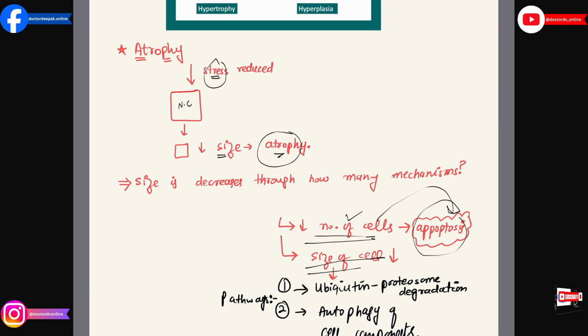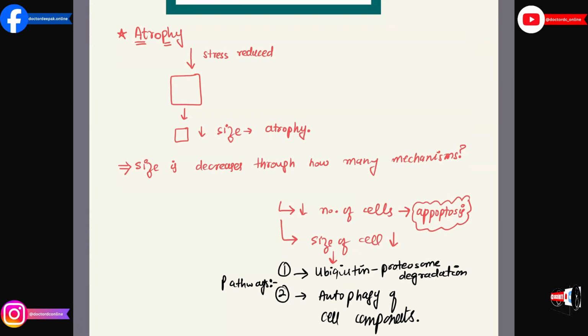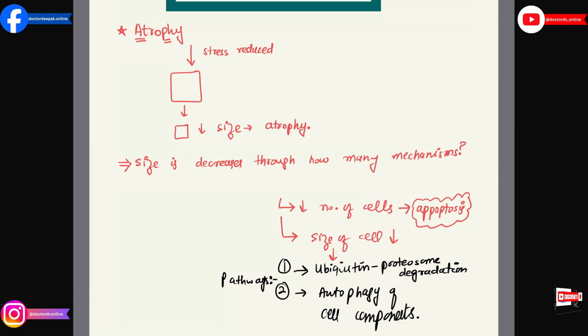Now let's discuss how the size of the cell is going to be decreased. The size of the cell is going to be decreased by two mechanisms. The first mechanism is the ubiquitin proteasome degradation pathway, and the second mechanism is autophagy of cellular components. So let's discuss one by one what is ubiquitin proteasome degradation. First of all, what is ubiquitin? Basically, ubiquitin is a protein, and proteasomes are organelles present in our cell, and these organelles have destructive enzymes. Those enzymes can damage the proteins. Those enzymes can destroy different things.